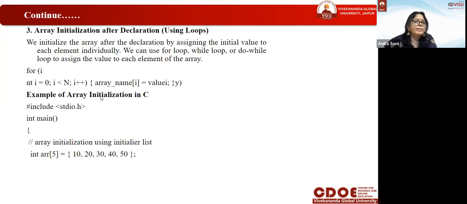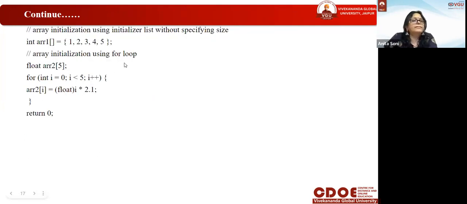So look at the example of how arrays initialize in C. Here you are declaring an array variable of int data type, size is 5, and you are giving the initial values to this array like 10, 20, 30, 40, 50. The compiler will store these 5 values continuously. The first value will be stored as array of 0, the second array of 1, array of 2, array of 3, array of 4.